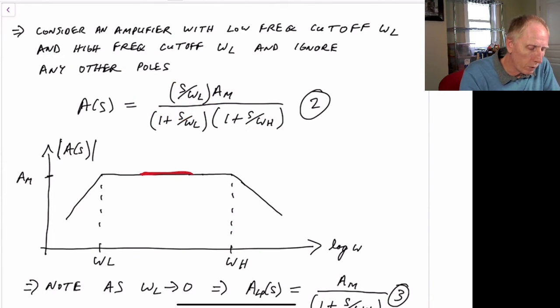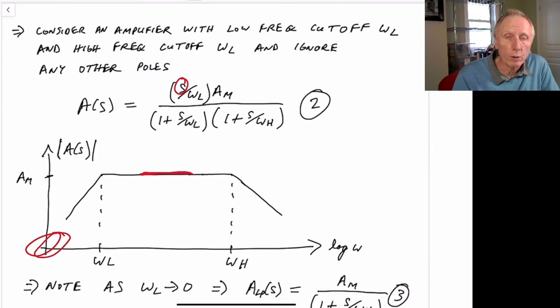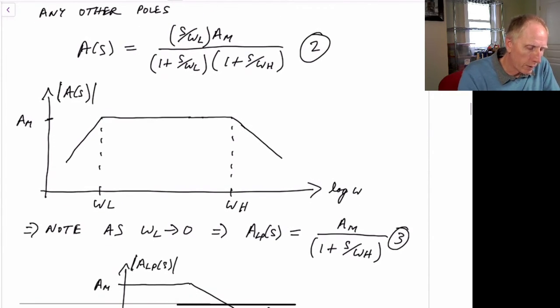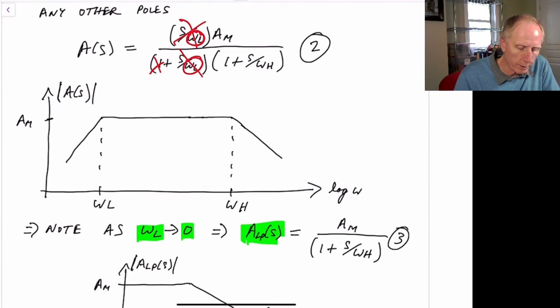So the numerator here is the S, which is due to the low frequency cutoff having a zero at DC. Now notice that if omega L went all the way to 0, in other words, if I started pushing omega L closer and closer to 0, then these two terms would no longer matter at all. We could just eliminate both of those, they divide by each other, and we would just have the low pass response, A sub m divided by 1 plus S over omega H.